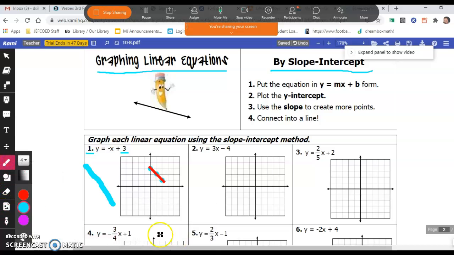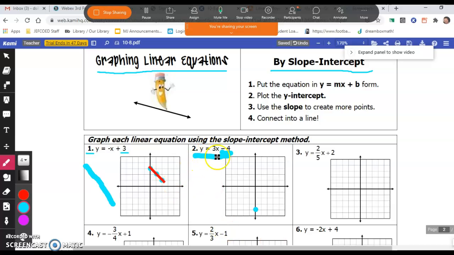All right, let's look at number 2. Again, the equation's already in slope-intercept form. So now I'm going to plot my y-intercept. My y-intercept right here, as you see, is -4. So we're just simply going to go down 1, 2, 3, 4. Remember, y-intercept is where it crosses the y-axis.